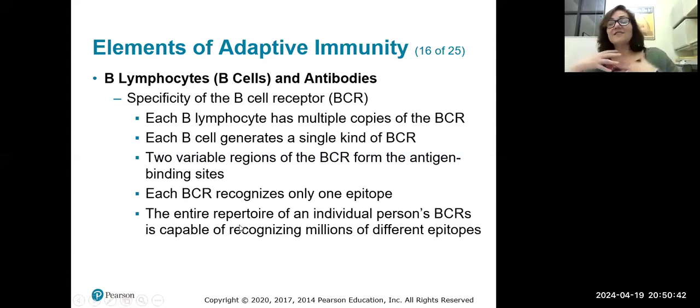Now, an individual human being, the entire repertoire of all the different B cell receptors of the different B cells that we have in our body, they're capable of recognizing millions of different tiny little structures. And when we get infected with a particular thing, a B cell will bind to it. And once it binds to something that's not supposed to be in our body, that B cell starts making lots and lots of copies of itself. We call that clonal expansion. And I have videos about this in the homework.